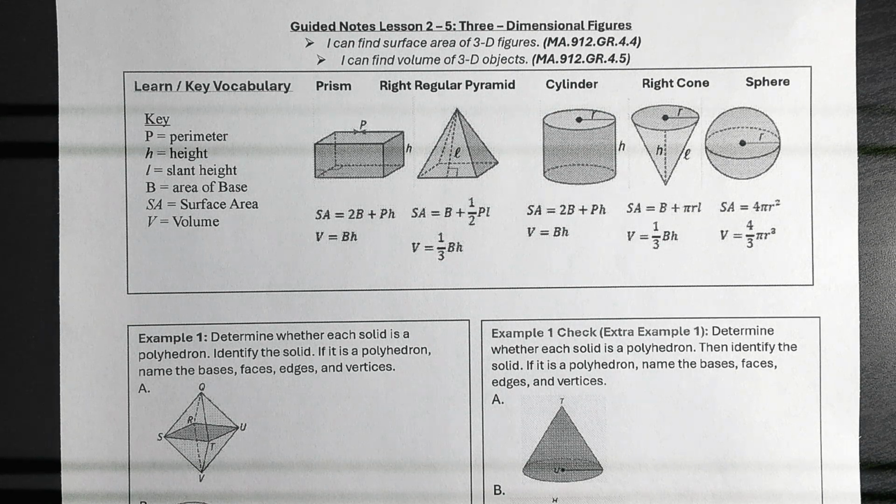In this video, we're going to cover lesson 2-5. This is three-dimensional figures. So we've got two standards for this lesson. That's GR 4.4. I can find surface area of 3D figures. And GR 4.5, I can find volume of 3D objects. So 3D, three-dimensional, a little shorter than writing the full word there. So anyway, got a little vocabulary at the top.